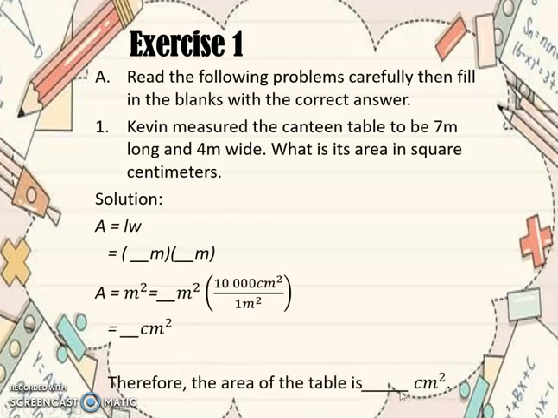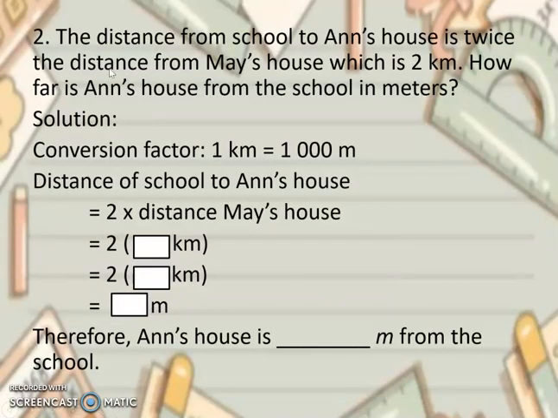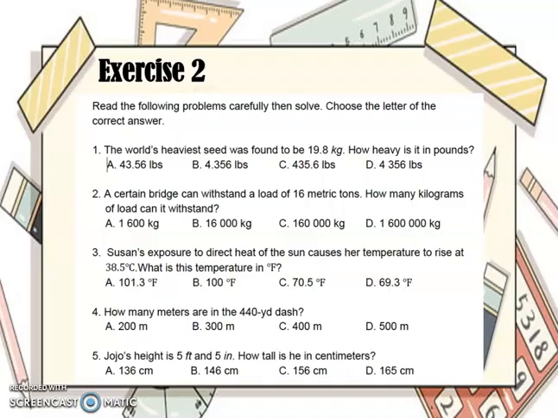So again, for exercise 1, you have to copy and answer. Okay? And for number 2 as well, copy and answer. So remember to read carefully and understand the question. Okay? So copy, since there is a guide, but you have to analyze, of course. Okay, for exercise 2, read the following problems carefully, then solve. Choose the letter of the correct answer. So, in exercise 2, letter only. But in exercise 1, you have to copy and answer.